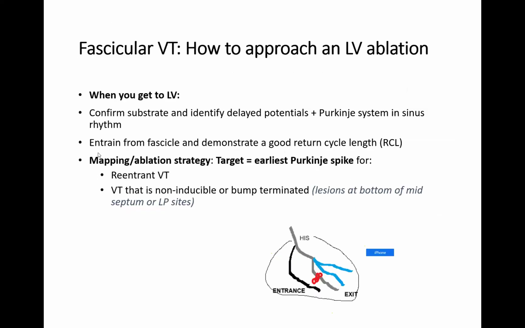So next, when you go into the left ventricular side, we have to find the Purkinje potential and the delayed potentials during the sinus rhythm, and to train the VT, and to find whether the VT and our pace mapping are a good match. So I have tried to draw this by myself, and I'm sorry it's not good enough.